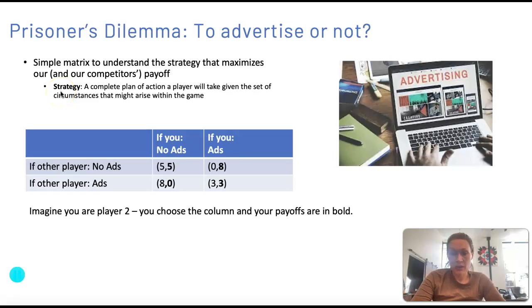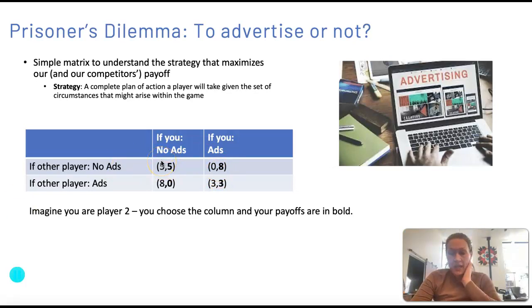And in the context of game theory, when I say strategy, I mean a complete plan of action a player will take given the set of circumstances that might arise within the game. So we're player 2. That means our payoffs are presented in the second half of this matrix. We're the bold numbers. So if we advertise and our closest competitor advertises, then the payoffs are 3, 3. We each gain $3,000 or $3 million, whatever you'd like.